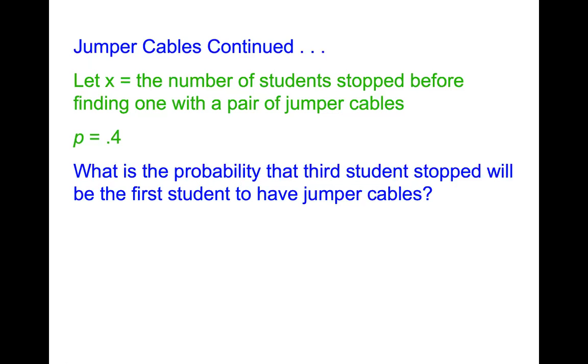to find what is the probability that the third student stopped is the first student to have the jumper cables. All right, so you stop the first car, no, second car, no, but the third car, yes. Okay, so this is a geometric situation because we're trying to find out when that first success is happening. All right, so switch over to your calculators.